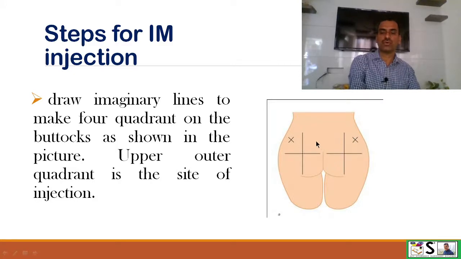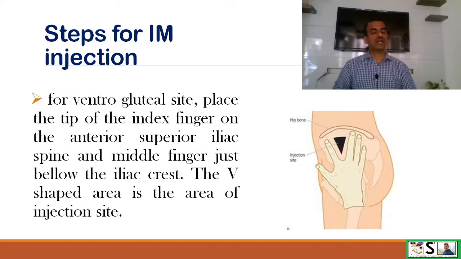4 quadrants are there on each buttock. So here the outer upper quadrant is the site for injection in the dorsogluteal site. You can select either the left side or right side. And for the ventrogluteal site, place the tip of the index finger on the anterior superior iliac spine and the middle finger on the iliac crest. Then the V formed here is the site for proper injection into the ventrogluteal site.